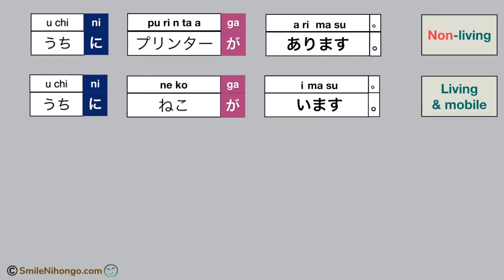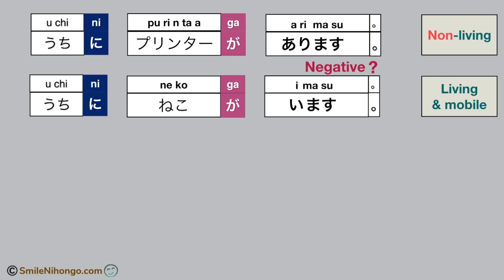Now, what do you do when you want to say these sentences in the past tense? Any guess? Right. Just like any other verbs that you have learned in this course, you simply change the ending of it to ました. So あります becomes ありました and います becomes いました for the past tense. That's it.